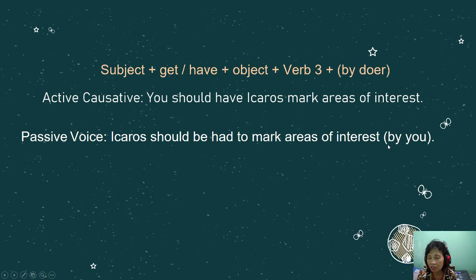I put it here in bracket, almost the same as this, because it is optional. If the subject is a pronoun, you don't need to write it here because it is considered not necessary to show the doer. But if the subject is a noun, I recommend you write it here. Okay, now we will change this active causative into passive causative.